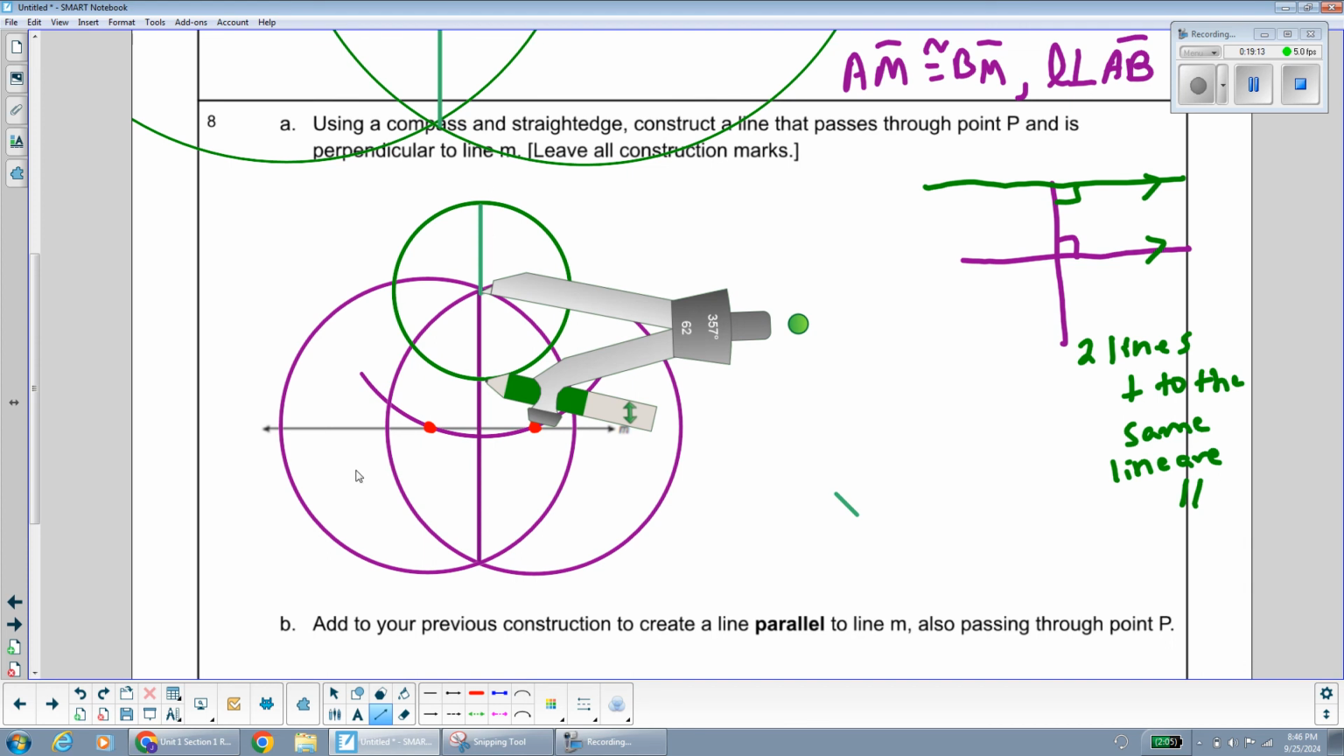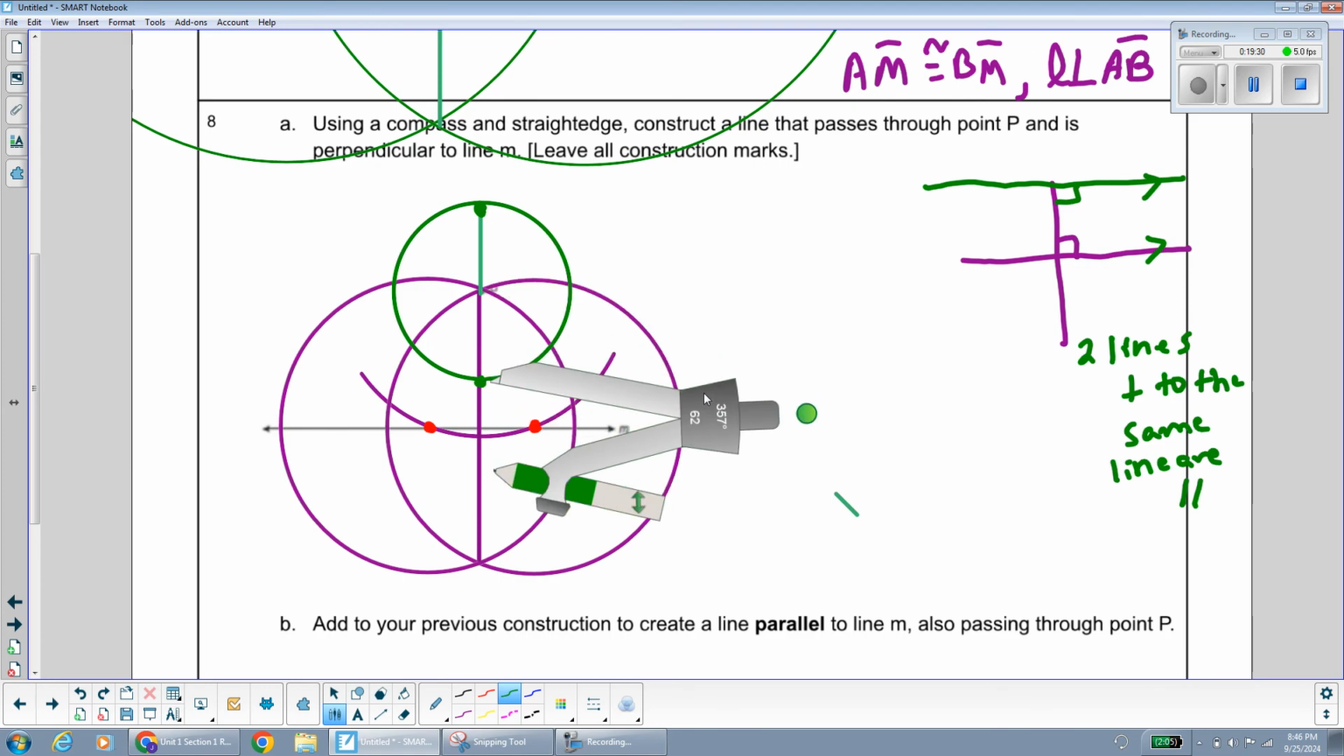My previous line. So that way, I can see those 2 spots where my circle intersected. Once again, you don't have to make a full circle. You can just make arcs. I just made a full circle this time. Okay.